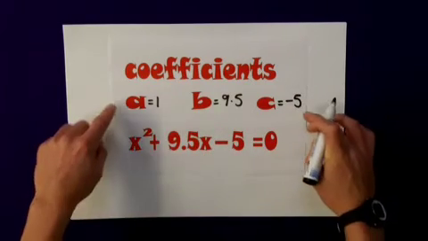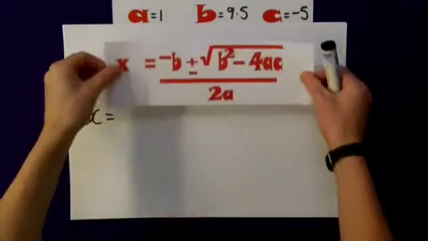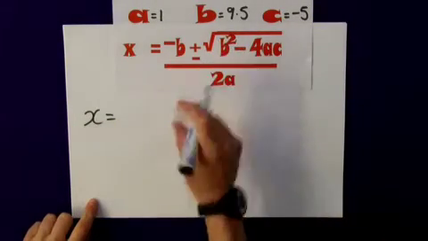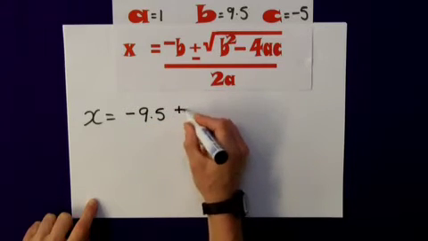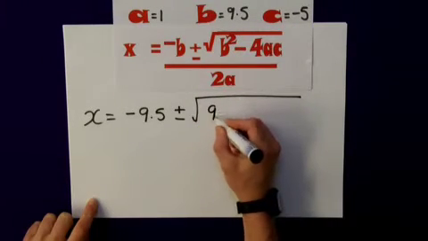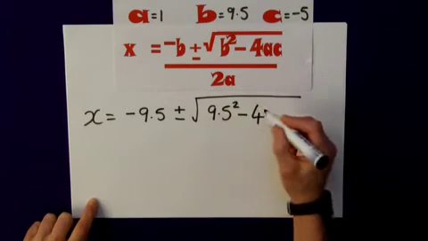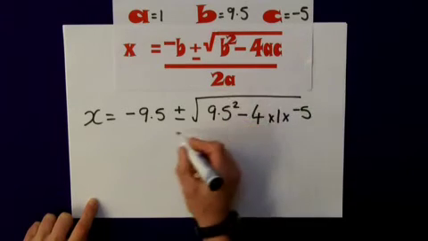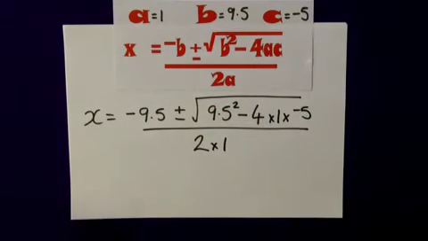I now need to put these into that complicated formula. So I have my coefficients here. Let's see if we can put them into this complicated formula by substituting them in. So x is equal to minus b. Well, b is 9.5, so minus 9.5 plus or minus the square root of b squared, 9.5 squared, minus 4 lots of a, well a is 1, times 1, times c, which is minus 5, all over 2a, and a was 1.